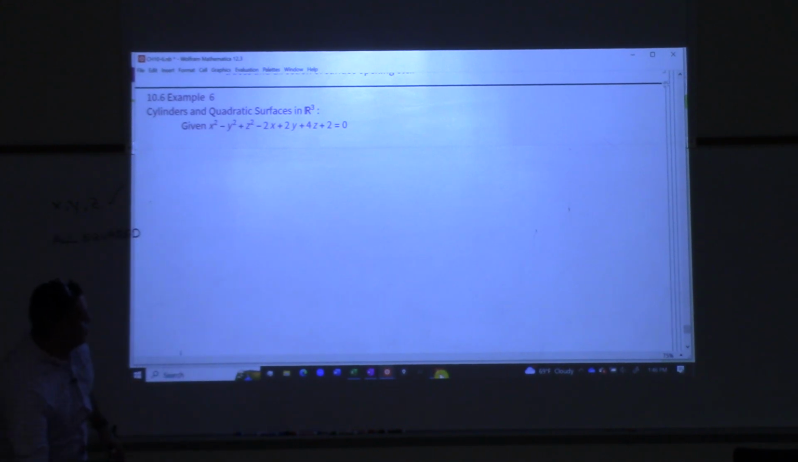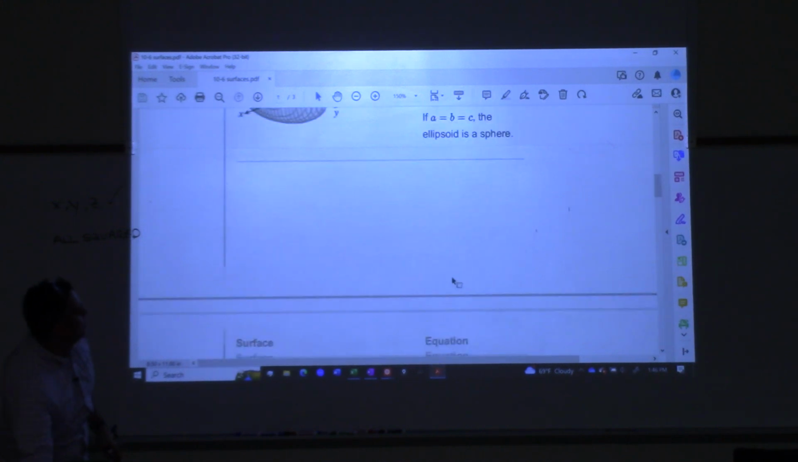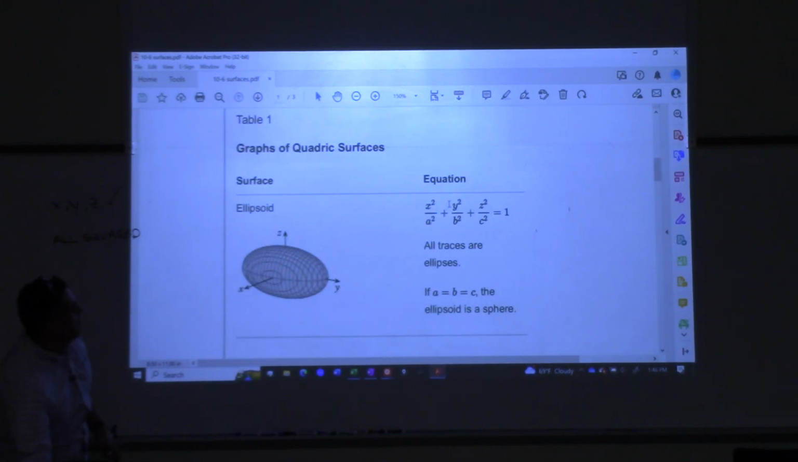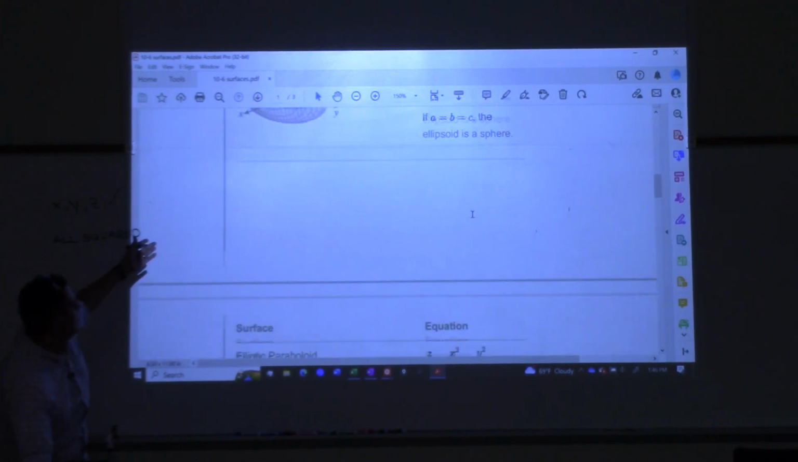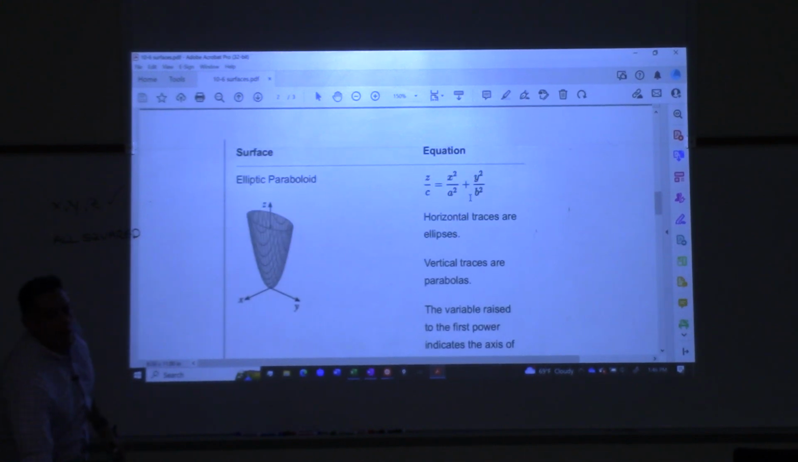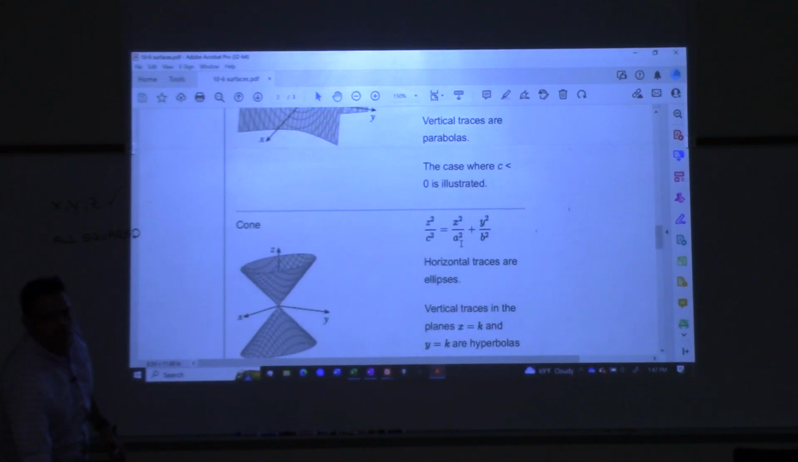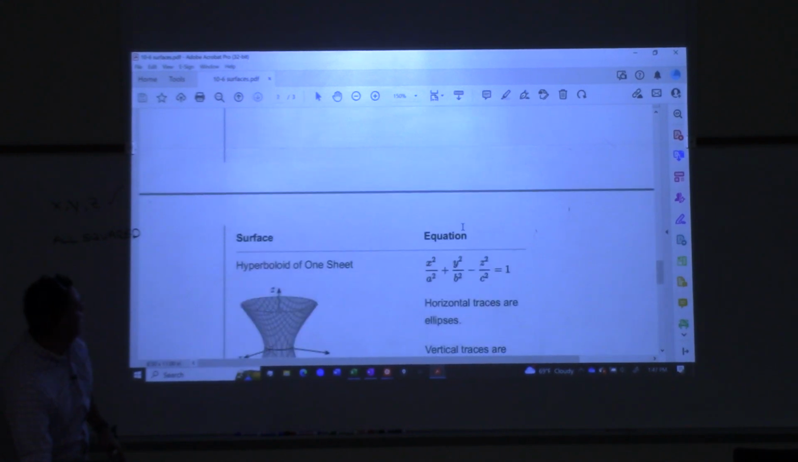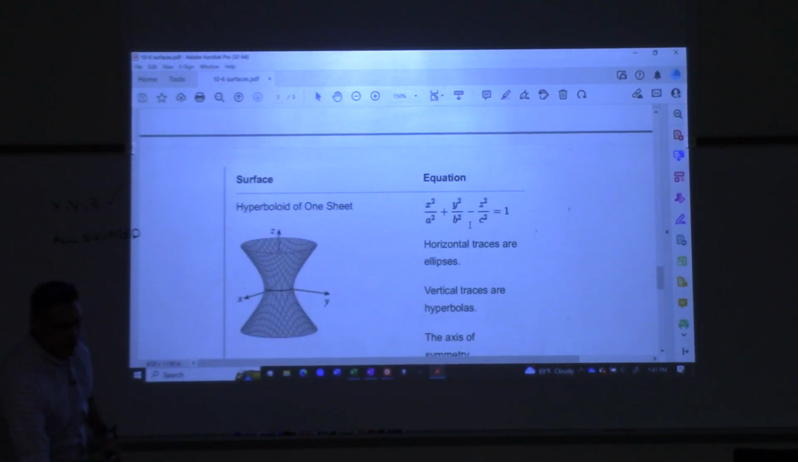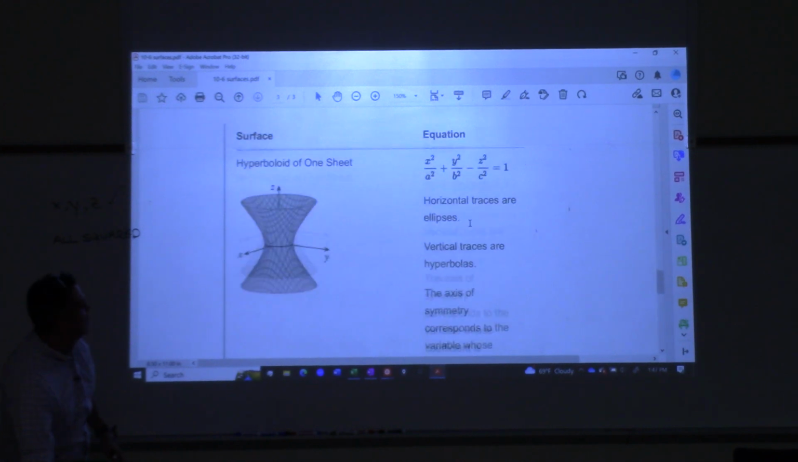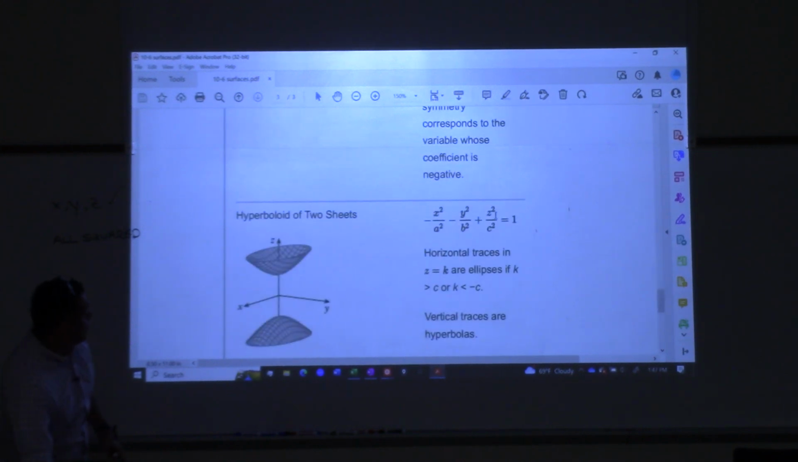Let me bring up the sheet out of the book so we can see. So could it be this one? Do we have all three variables squared in there? Yeah, so it could be an ellipsoid. Could it be an elliptic paraboloid? No. Could it be a hyperbolic paraboloid? No. Cone? Maybe, right? All three variables squared. Could it be a hyperboloid of one sheet? Possibly, all three variables squared. Could it be a hyperboloid of two sheets? All three variables squared. I've got to figure out which of those it is.